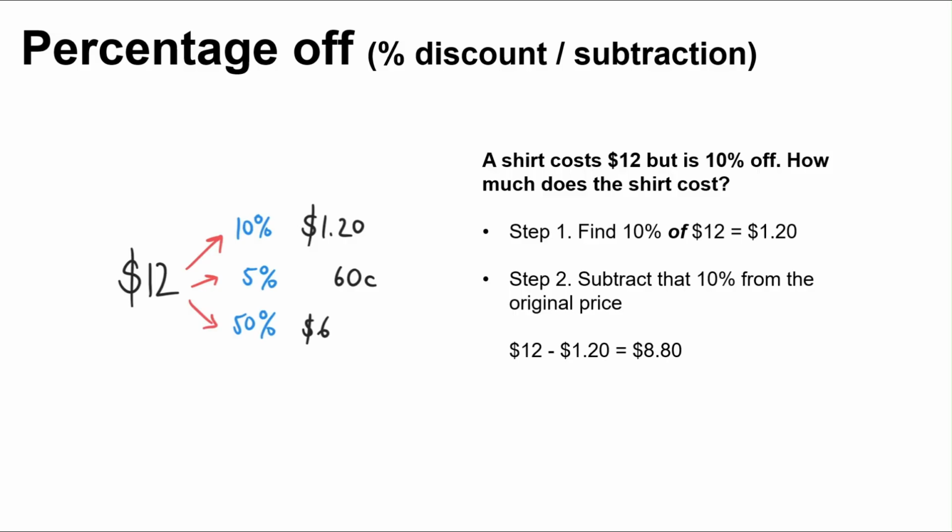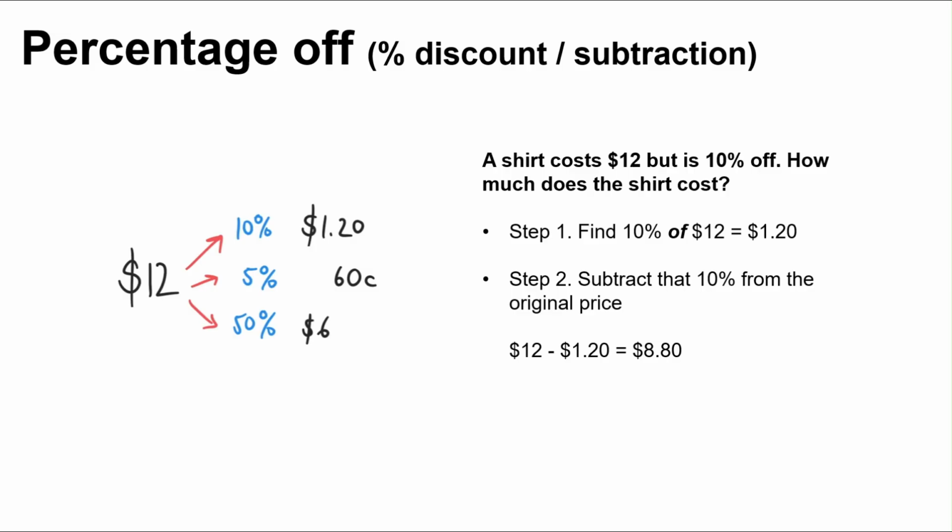All right, so now we're looking at percentage off. Percentage off is a percentage discount. We're looking at subtracting from the total. So if we know the percentage of, we can calculate the percentage off. So let's have a look at this. A shirt costs $12, but is 10% off. How much does the shirt cost?